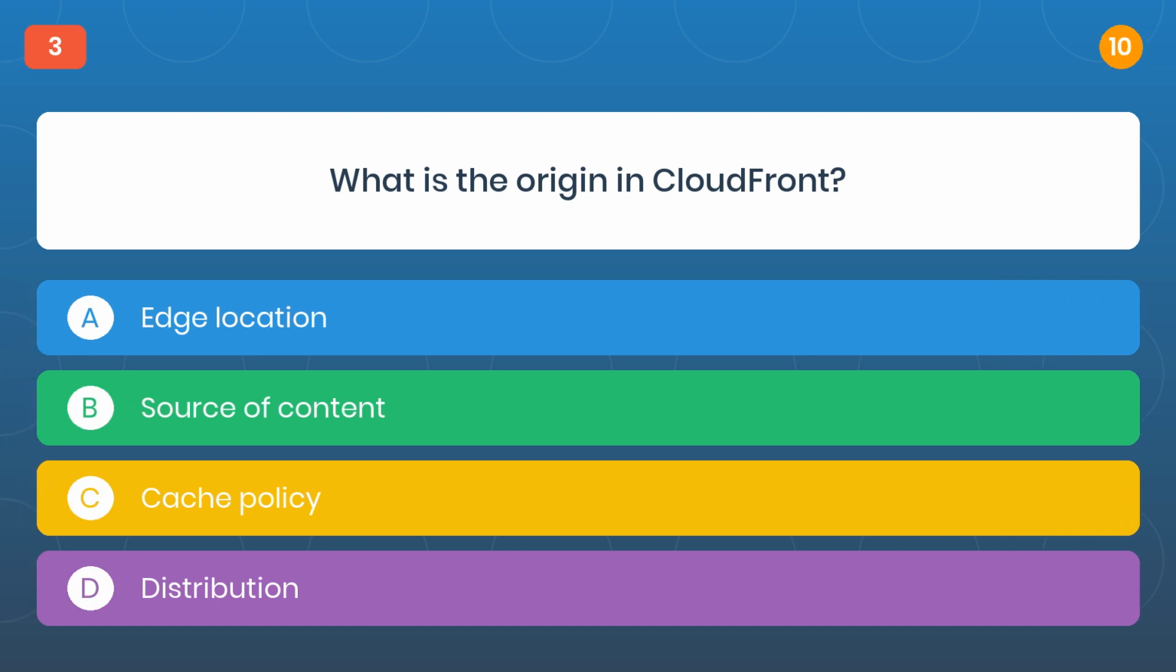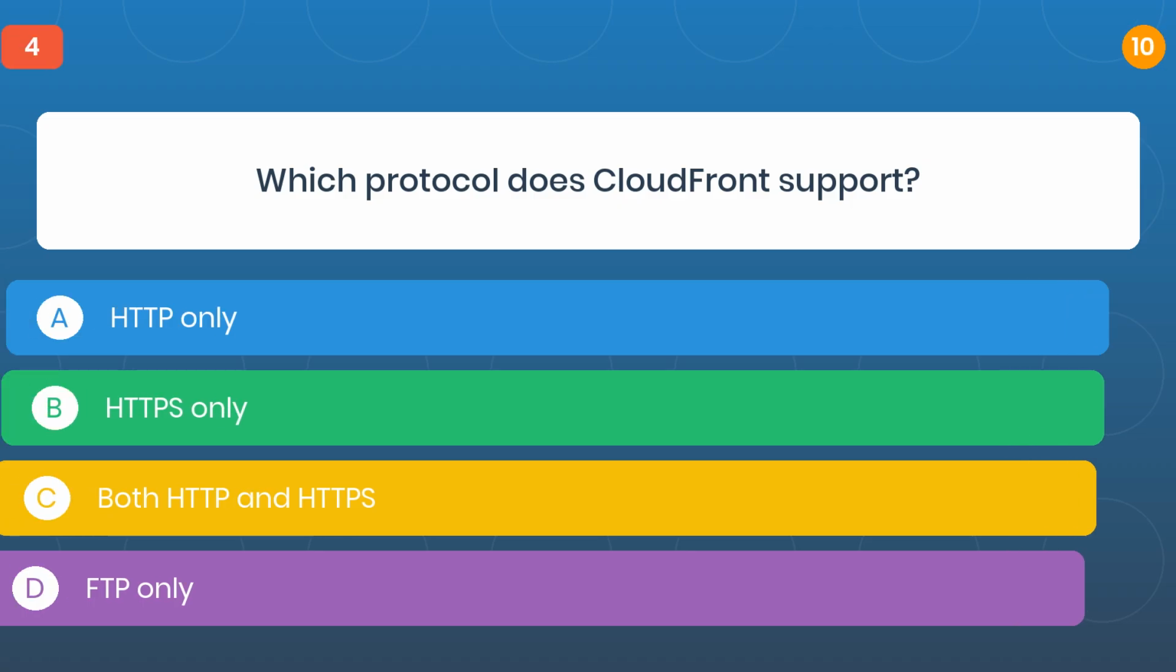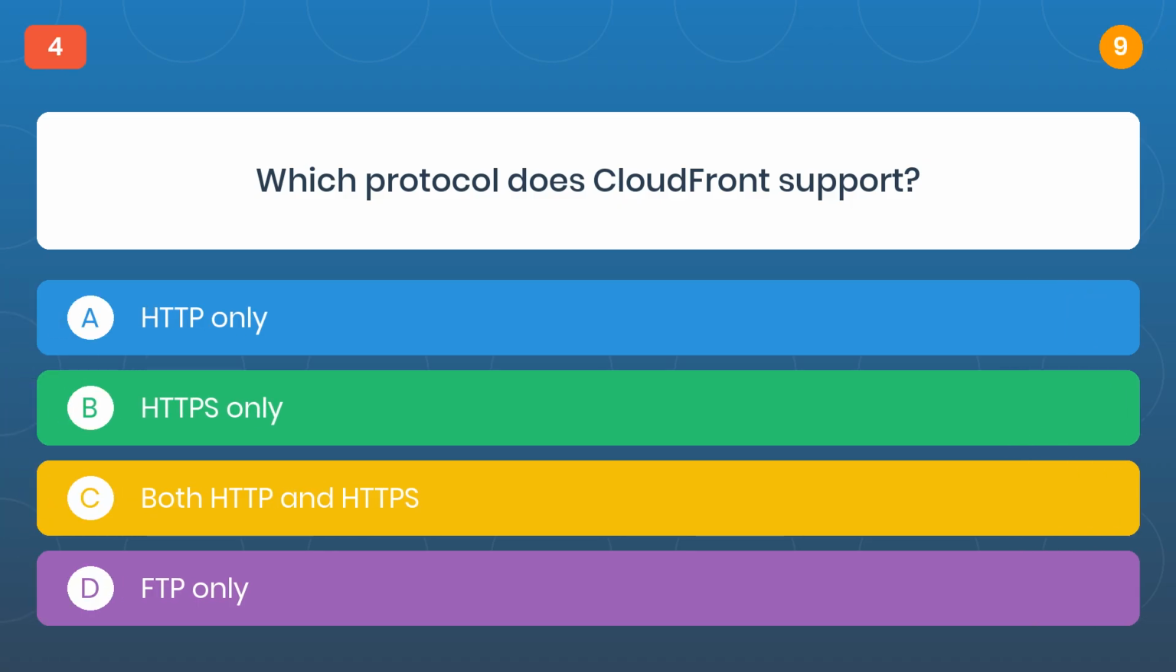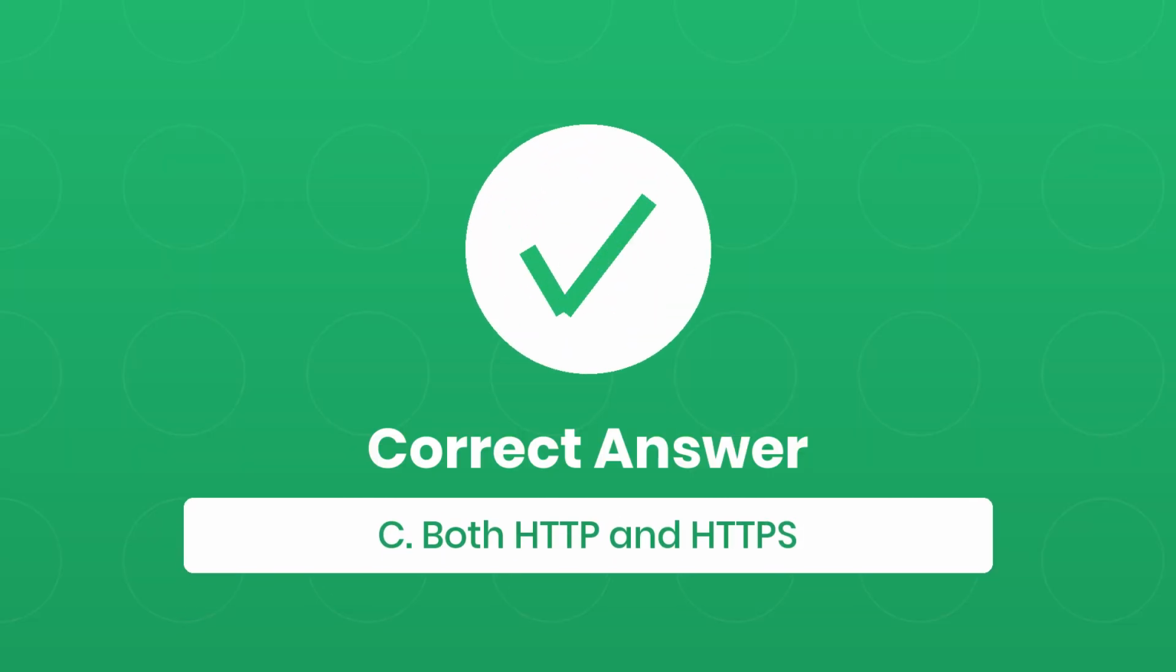Question 3. What is the origin in CloudFront? The correct answer is B, source of content. Question 4. Which protocol does CloudFront support? The correct answer is C, both HTTP and HTTPS.